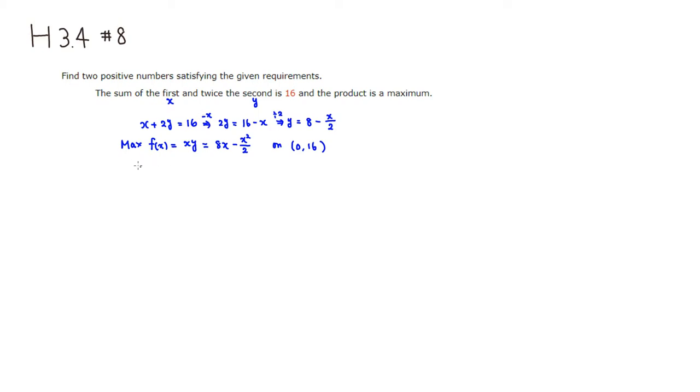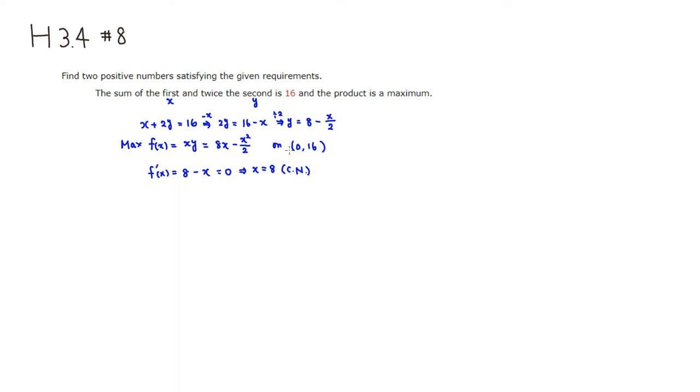All right, so let's take the derivative. f prime is equal to 8 minus, put 2 in front, and there's 1 over 2 there, they cancel out, so you're just going to get x. This is the derivative, so if you set that equal to 0, we get x equals 8, which is the critical number.